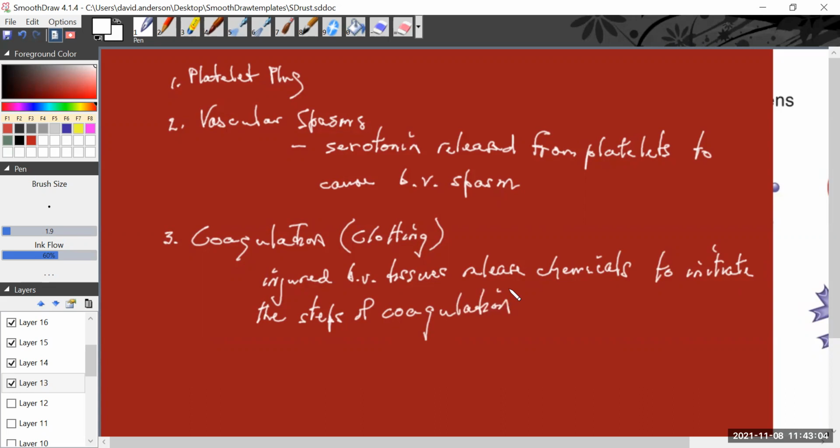So we have factors that are released from the damaged tissues, and we have platelet factors, factors that are released from within the blood vessel itself. So we're going to end up seeing two pathways. One pathway is described as the intrinsic pathway because it starts within the blood vessel. And the other pathway is described as being extrinsic because it starts from signals that came from the damaged tissues outside the vessel.